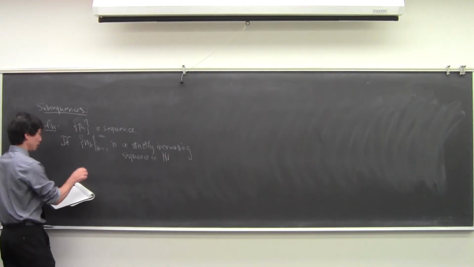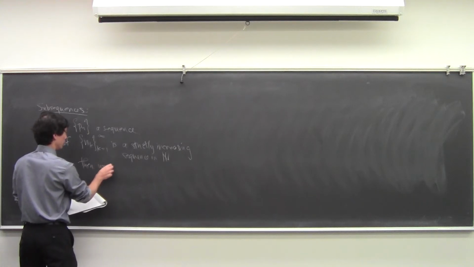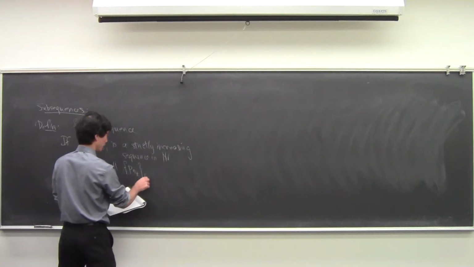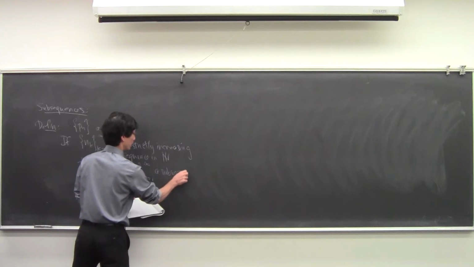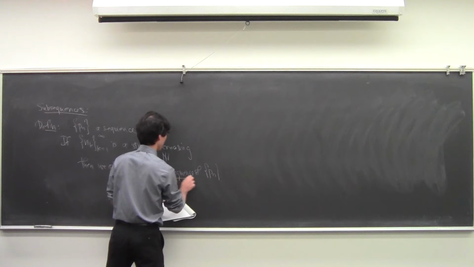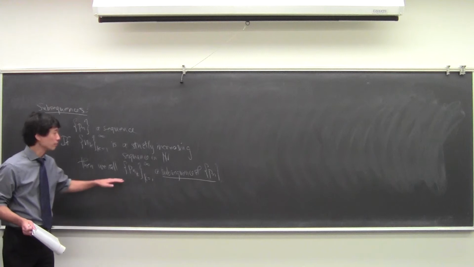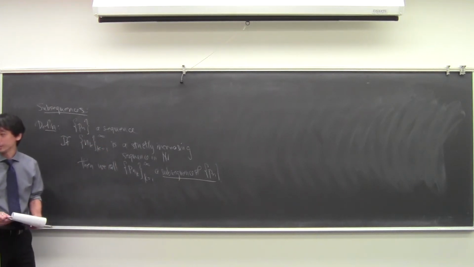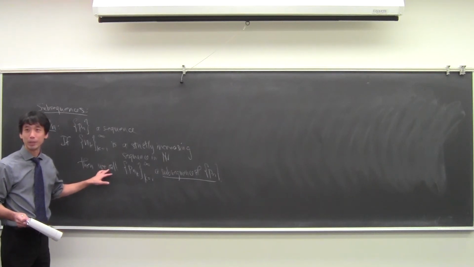of natural numbers, then we call p sub n sub k, k from 1 to infinity, a subsequence of p sub n. So anything that looks like this is a subsequence. Okay. Right. Is everybody okay with this definition?